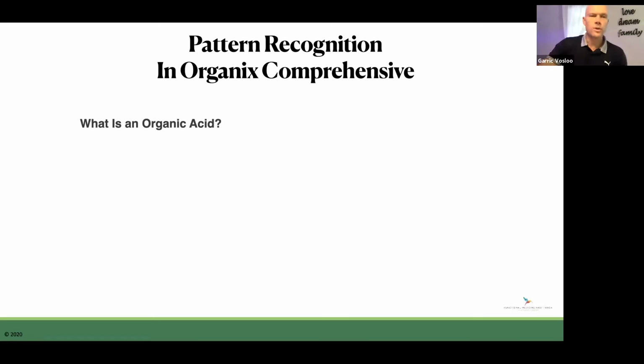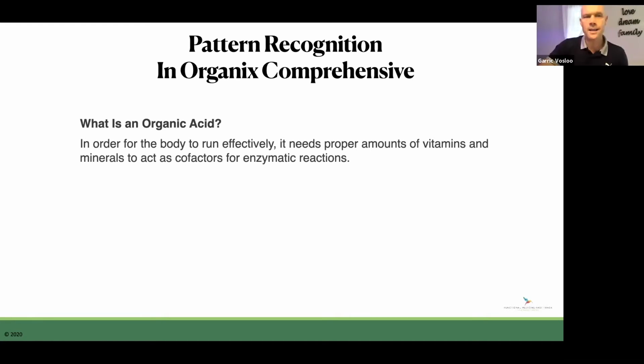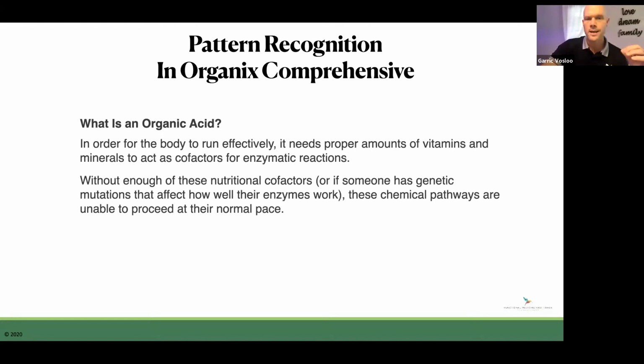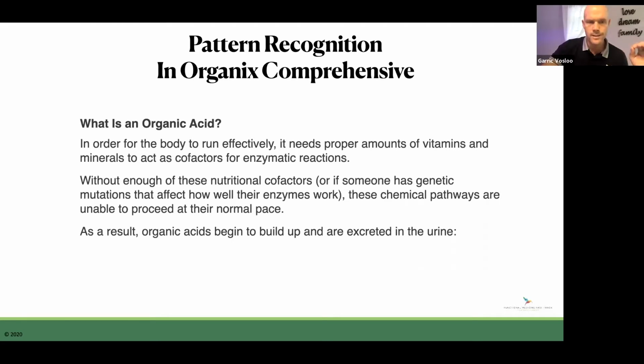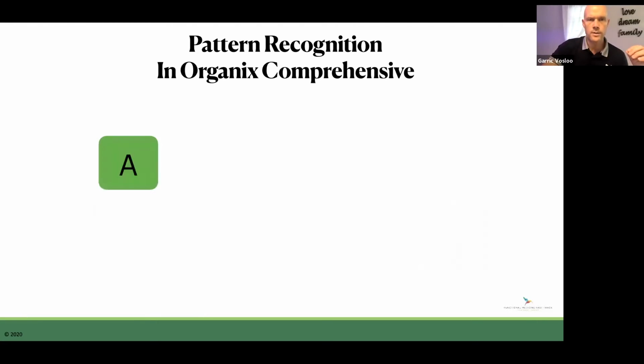So what exactly is an organic acid? In order for our bodies to run effectively, they need the proper amount of vitamins and minerals to act as cofactors for enzymes. Enzymes are basically running our body through metabolic processes. Without enough of those cofactors, and with some genetic mutations, these chemical pathways are unable to proceed at their normal pace. As a result, organic acids begin to build up and then they're excreted into the urine, and we can get those results from there.